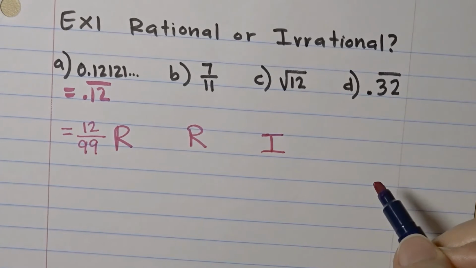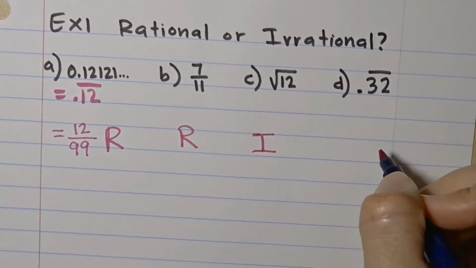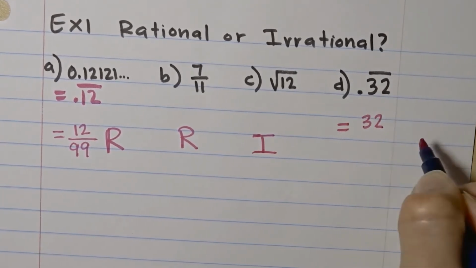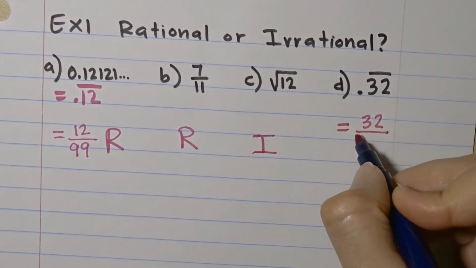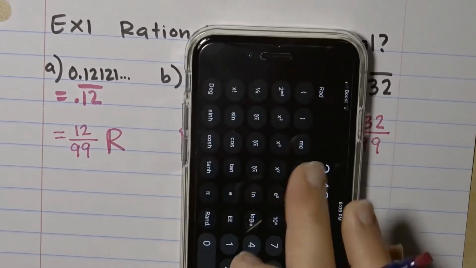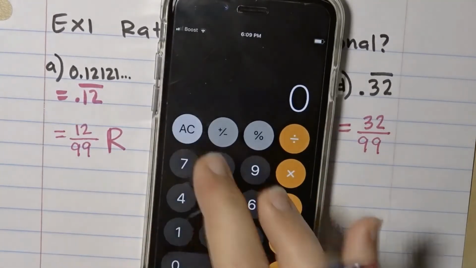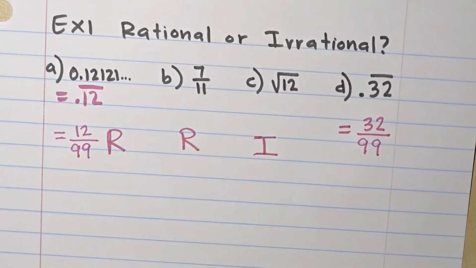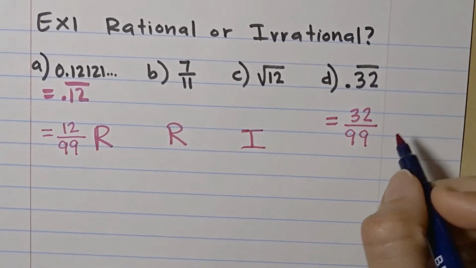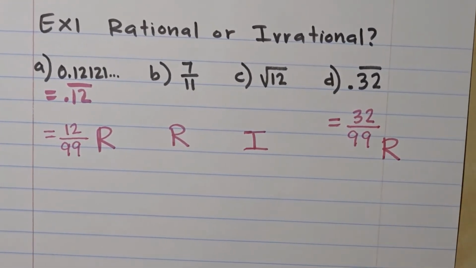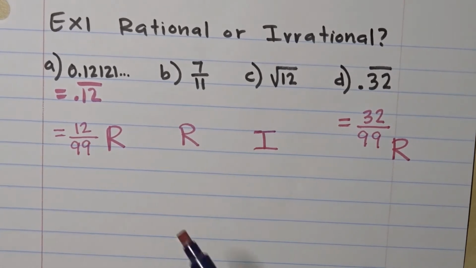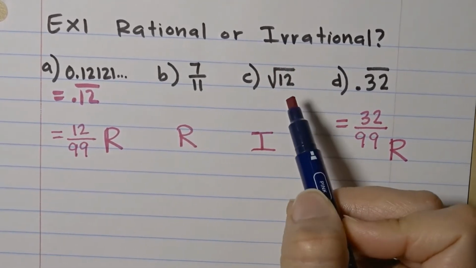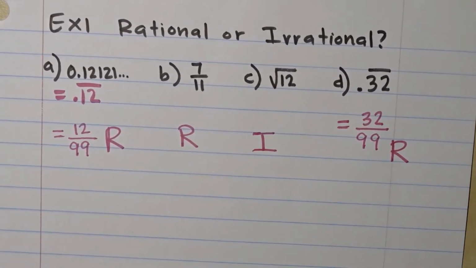How about this one? 0.32 repeating. I do know my 9 trick. I take the 2 digits that are repeating and I divide each one of them by a 9. And I can show you that 32 divided by 99 is 32 repeating. So because I was able to write it as a fraction, I will definitely say it's rational. All right. Now the easiest way to come up with your own irrational number is to create the square root of a number that's not a perfect square.